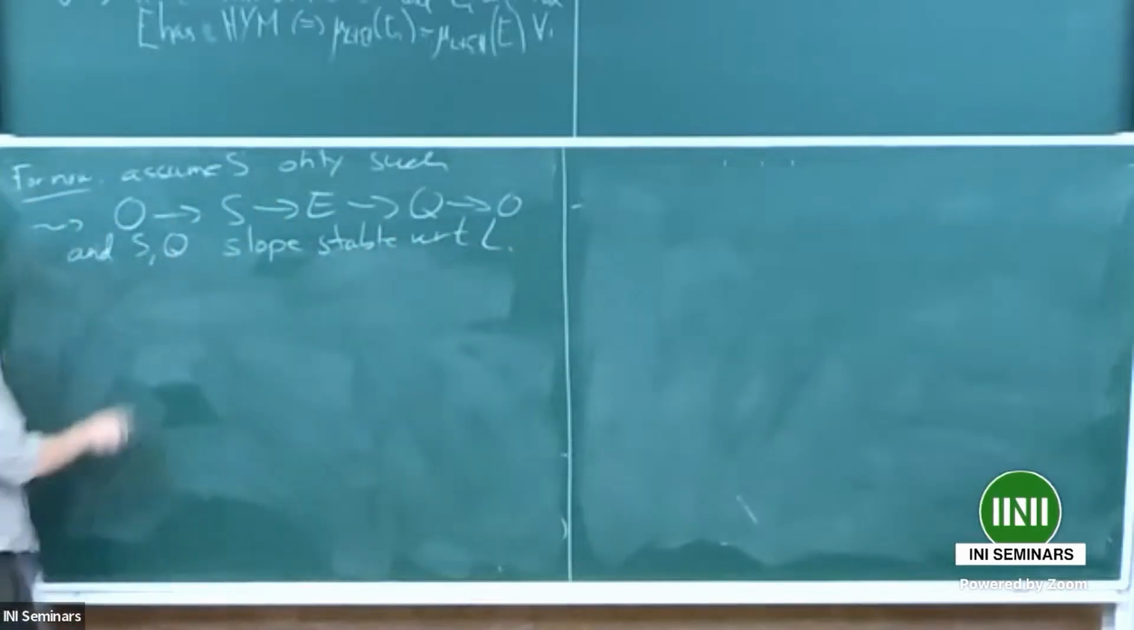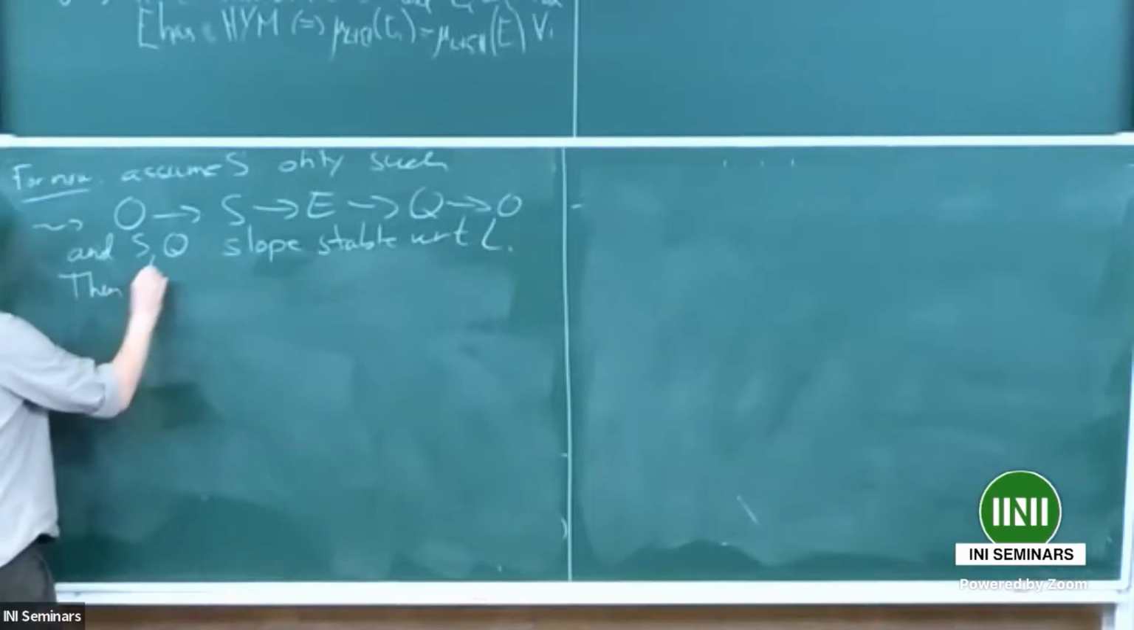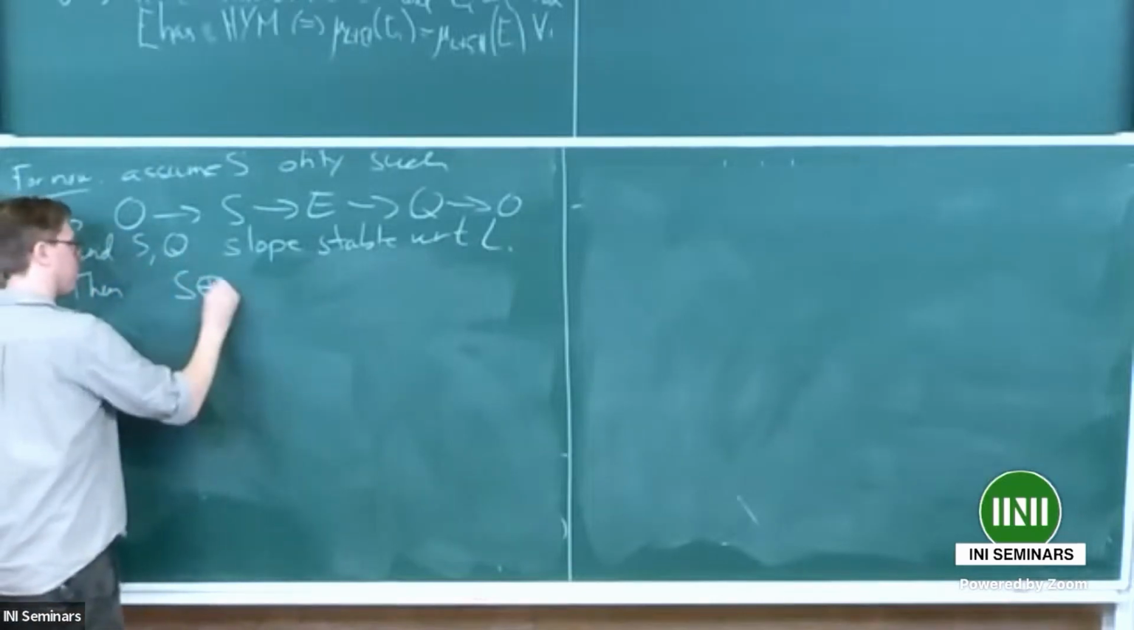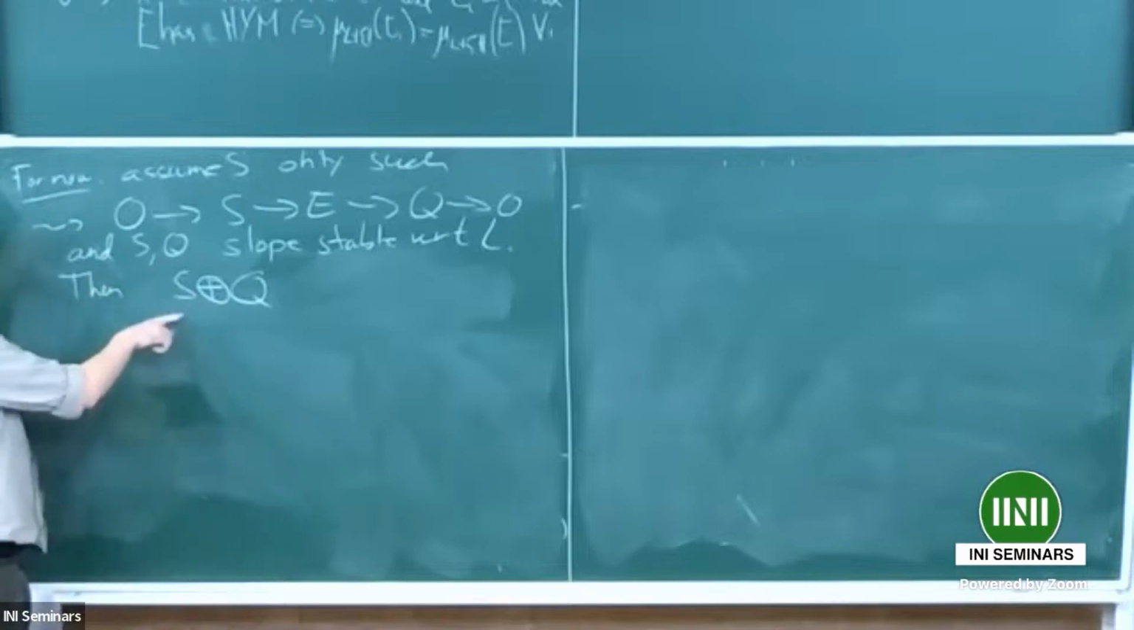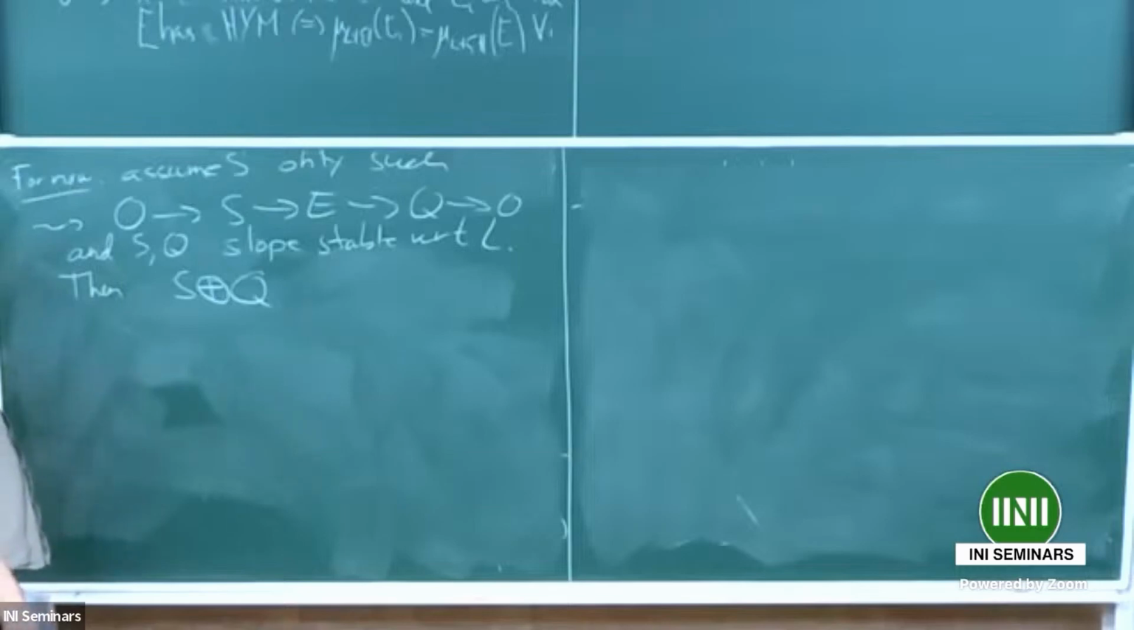Then S plus Q is now the same smooth vector bundle as E, but with a holomorphic structure which is not biholomorphic to that of E. So now I'm assuming E is simple as well.